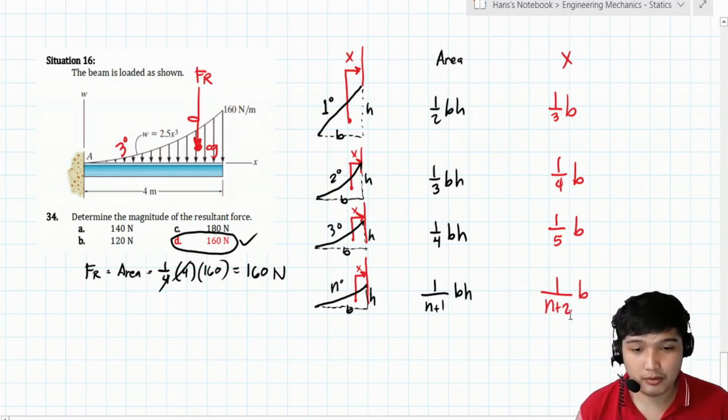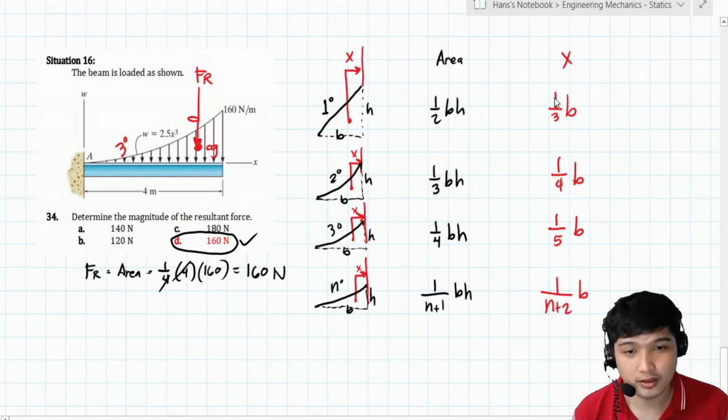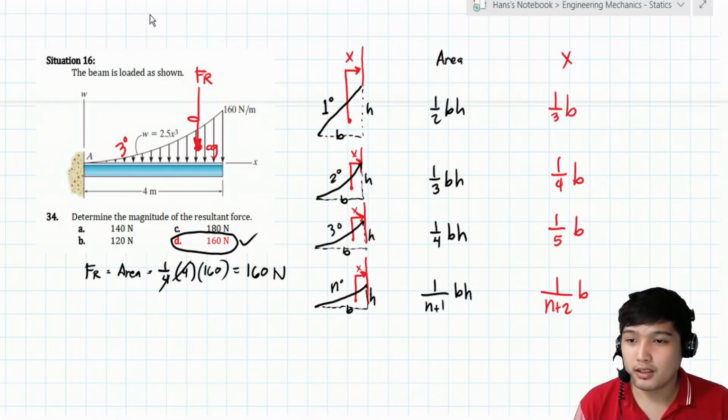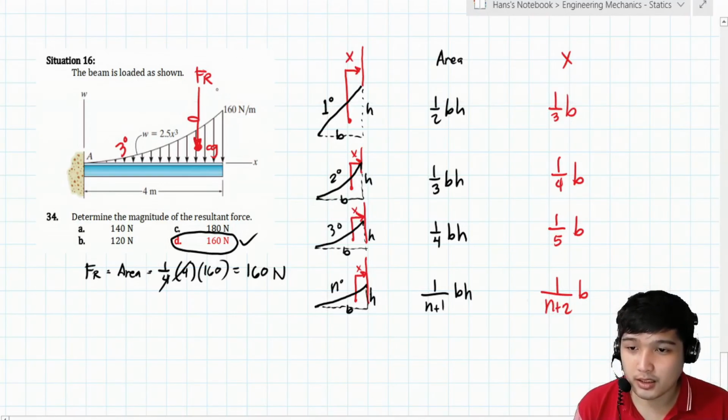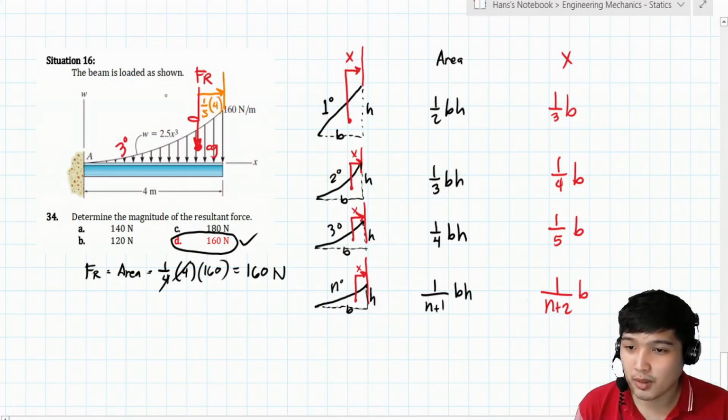Okay? So, halimbawa, first degree. So, 1 plus 2, 3. No, 1/3 ng base. So, ganun siya. So, for this specific problem, third degree, so 1/5. Now, 1/5 pala siya. So, yung distance na to, papunta doon sa vertical side, 1/5 of 4. So, ang tinatanong yung papunta dito.